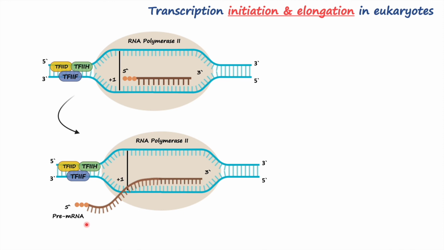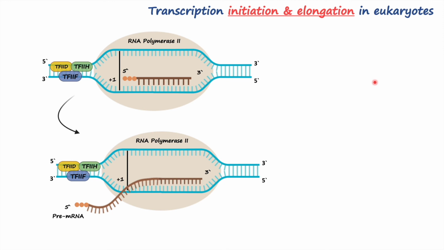So this is the initial process where the transcription factors recognize and bind to the promoter region, and then recruit the other transcription factors to create this transcription bubble, and also recruit the RNA polymerase 2 enzyme, which then starts synthesizing the RNA strand. That initial process is the transcription initiation step, whereas when the RNA polymerase enzyme completes synthesizing the long stretch of RNA, that is the elongation process of transcription in eukaryotes.